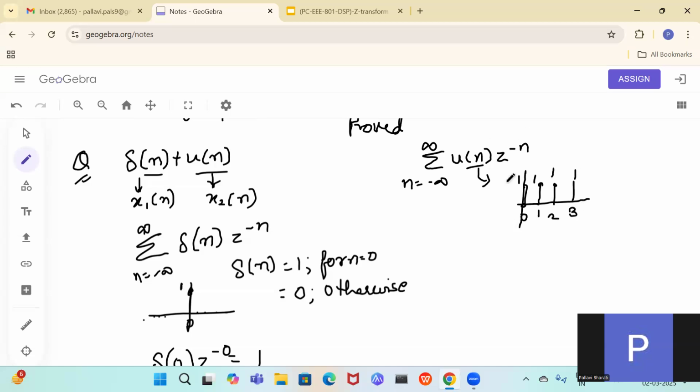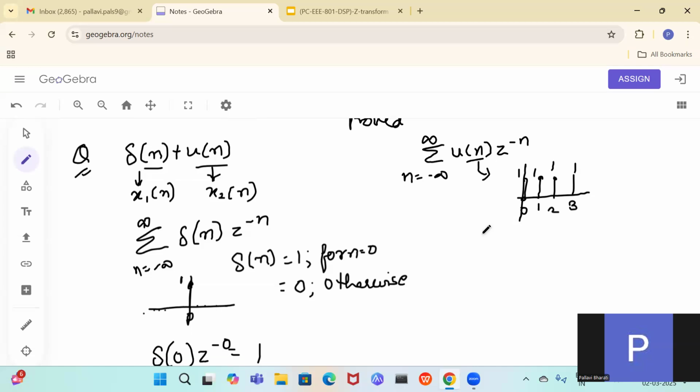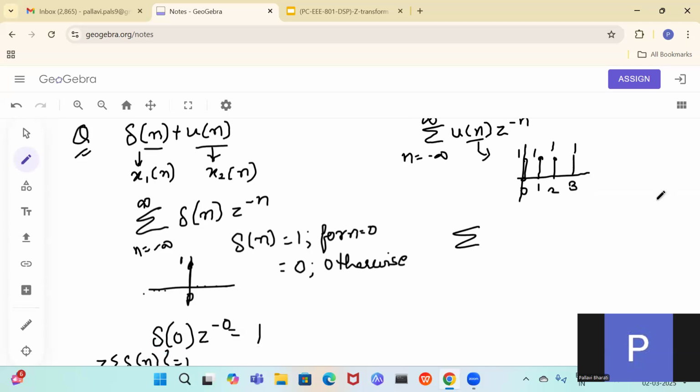So here it exists for n greater than or equal to 0. Now, if you see over here, before 0, the value is 0. So the summation won't have any value before 0. So what we are going to do is we will change this summation from n equals 0 to infinity. The value of u[n] is 1, so 1 into z to the power minus n. If you see this, it is a geometric sequence. If you put n equals 0, the first term will be 1, then z to the power minus 1, z to the power minus 2. This way it is going to go on.